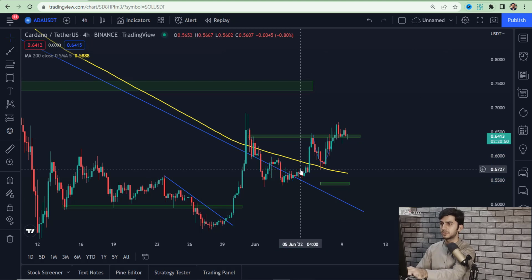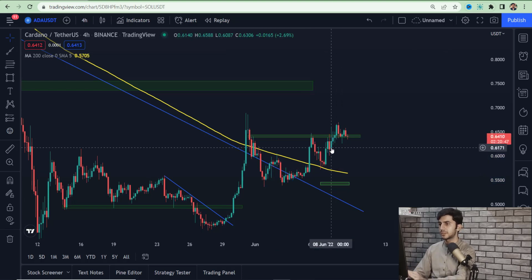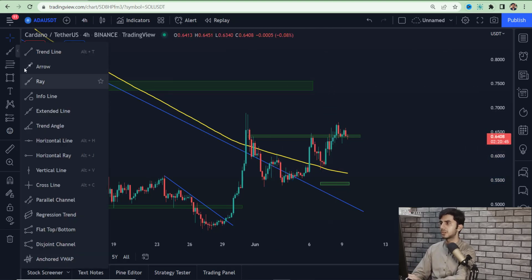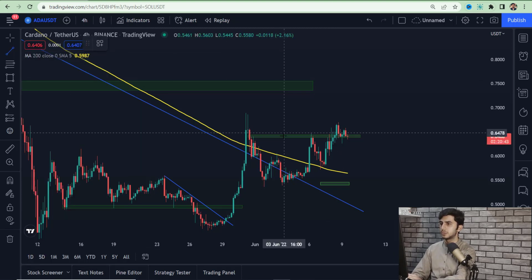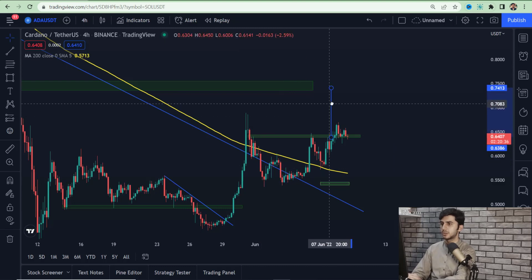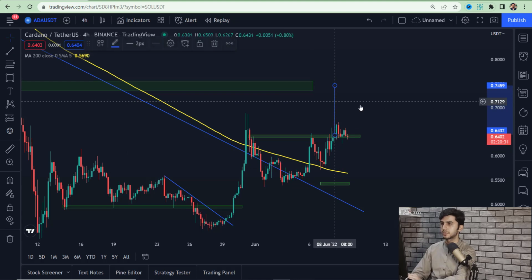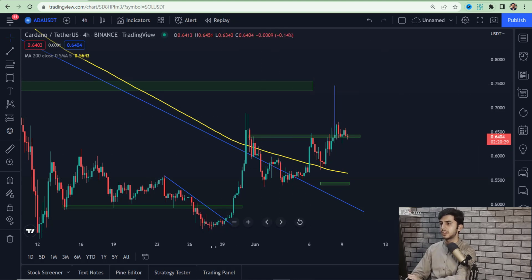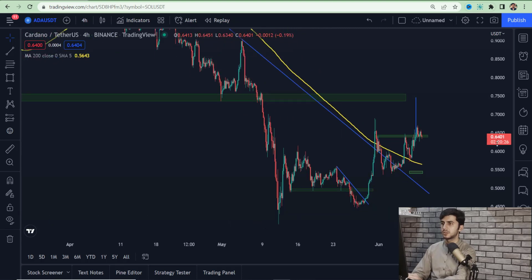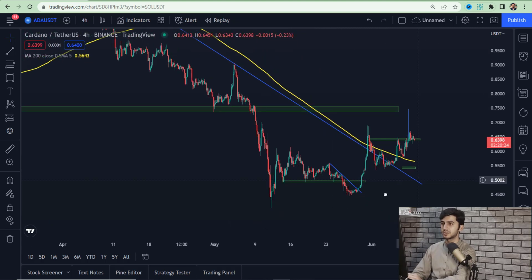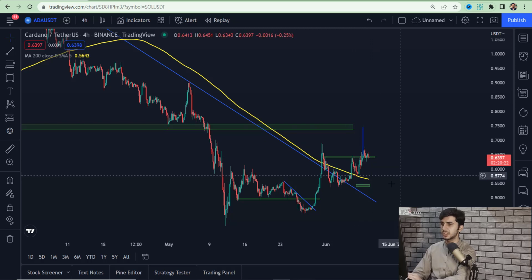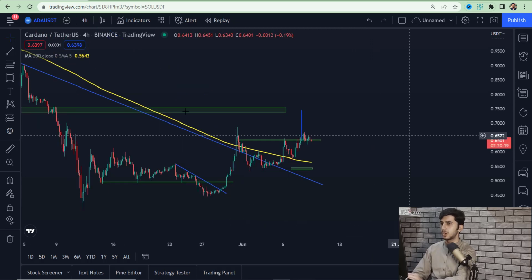I'm going to erase this real quick. So what are the targets? What am I expecting for the Cardano move? Well, it is a conventional pattern, so I'm going to find the conventional way to use this target, and there you go. The target is the exact resistance, which was a previous support, I must say. So this is the exact target for Cardano if you are looking for a trade.